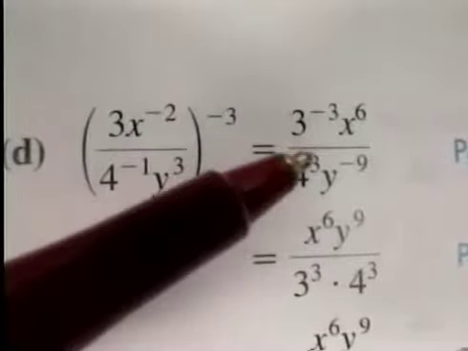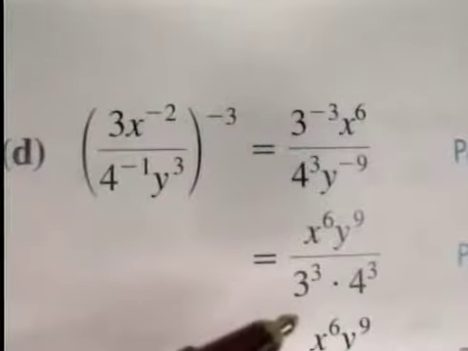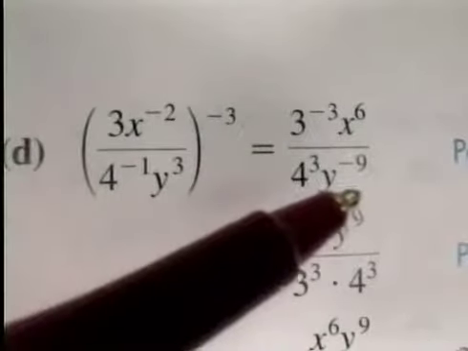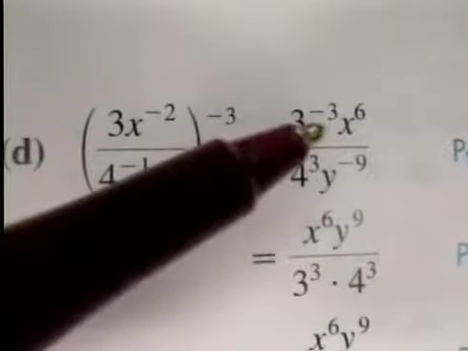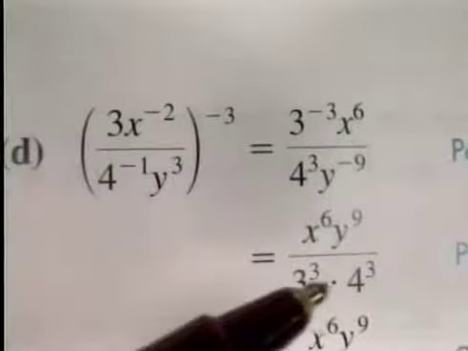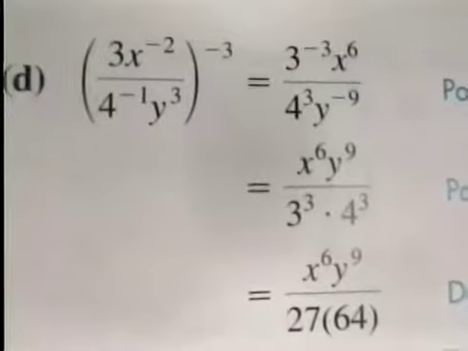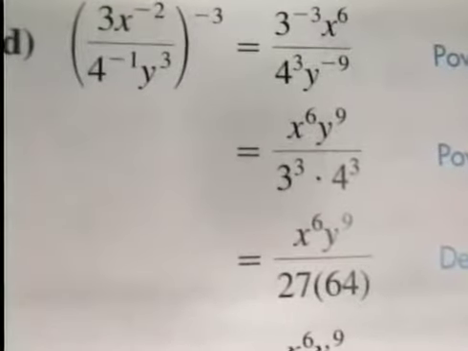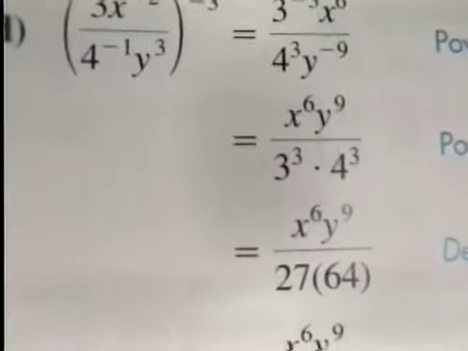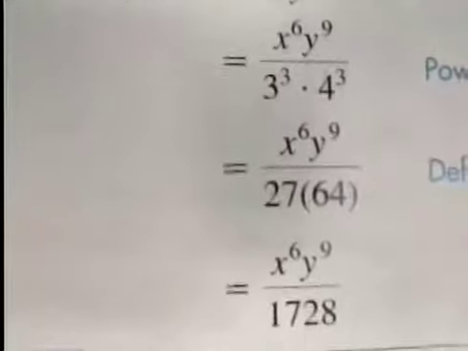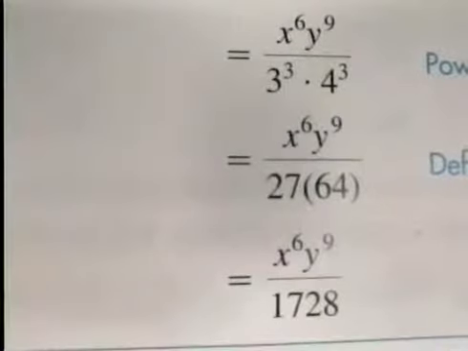If you had 3 to the minus 3 on top, it becomes what? 3 to the third in the bottom. The y to the minus 9 in the bottom becomes what? Y to the 9th in the top. So I rewrite here. Then, next step, as you watch the screen, 3 to the third is 27. 4 to the third is 64. So then you get to do what? Multiply that together, and this is your final answer.